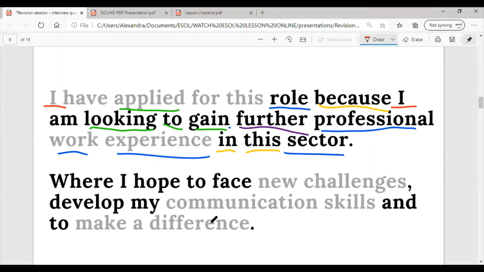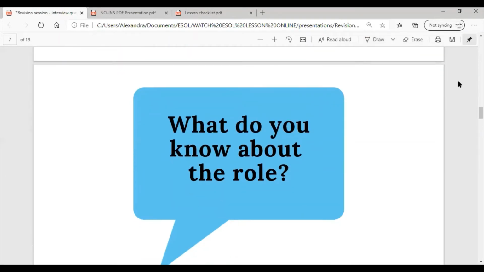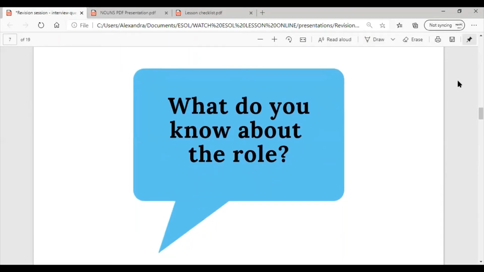I don't think we need to go through this one because it's the same sort of thing, but the blue are our nouns. So where I hope to face new challenges, so challenges, communication skills, difference, these are all nouns. And you should be able to now work out what each of these words are based on this and based on our previous learning. So if you feel like in the future, you can go back and look at the video and maybe work it out if you'd like an extra activity.